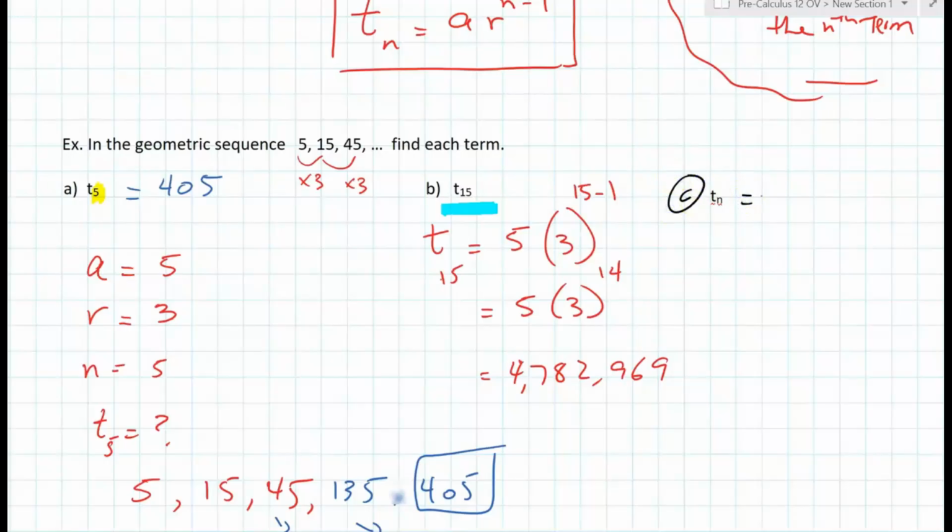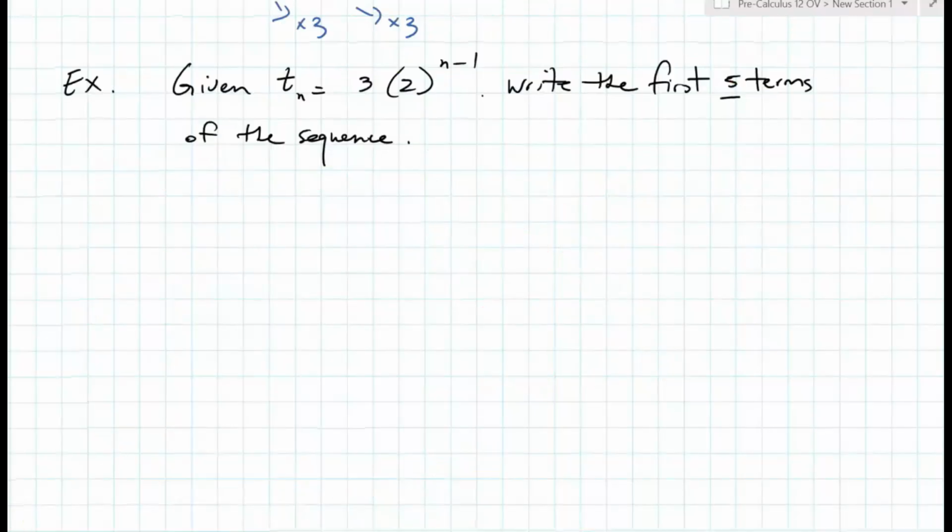That is the general form. So Tn for this specific question is 5 times 3 to the n minus 1. So this is the general form of this sequence for any term n. So look at this question.